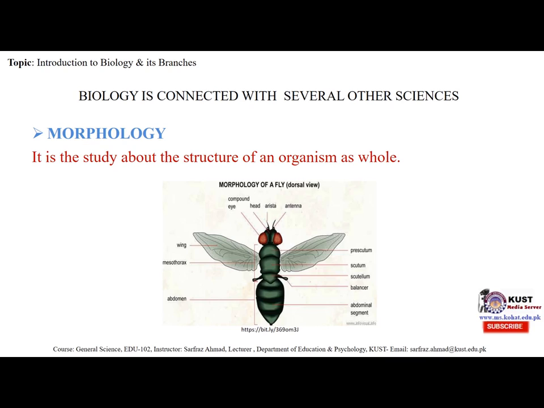Morphology is the study of the structure of an organism as a whole, like the morphology of a fly. Here you can observe the eye, head, arista, antenna, prescutum, scutum, scutellum, halteres, and so on.